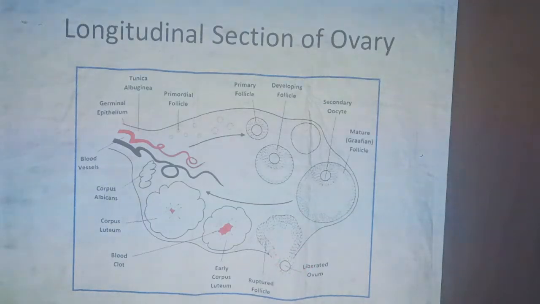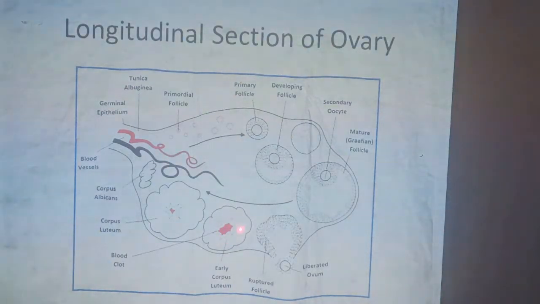It has meiotic one phase completed, and the metaphase of the meiotic second phase is arrested in these things, and it is ready to receive the sperm also. Now what happens in the remaining parts: the LH acts, and this LH is responsible for the formation of this particular corpus luteum.